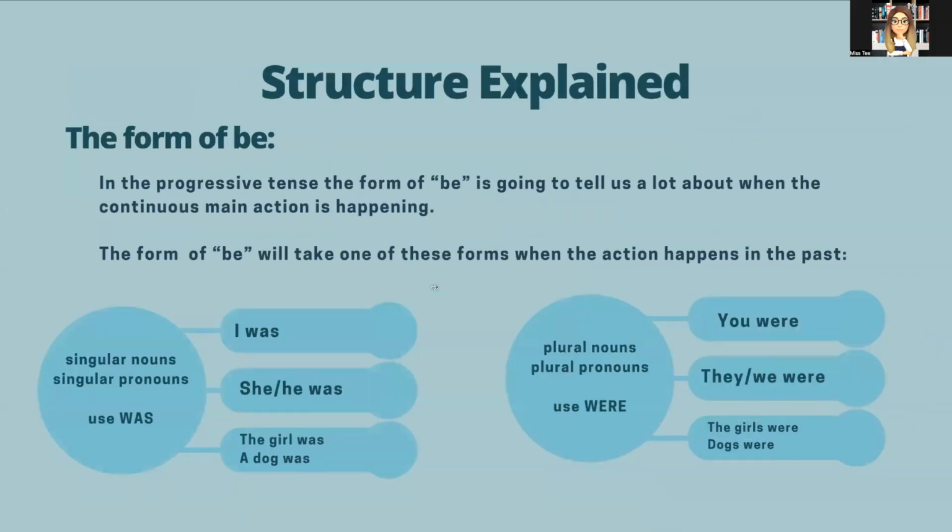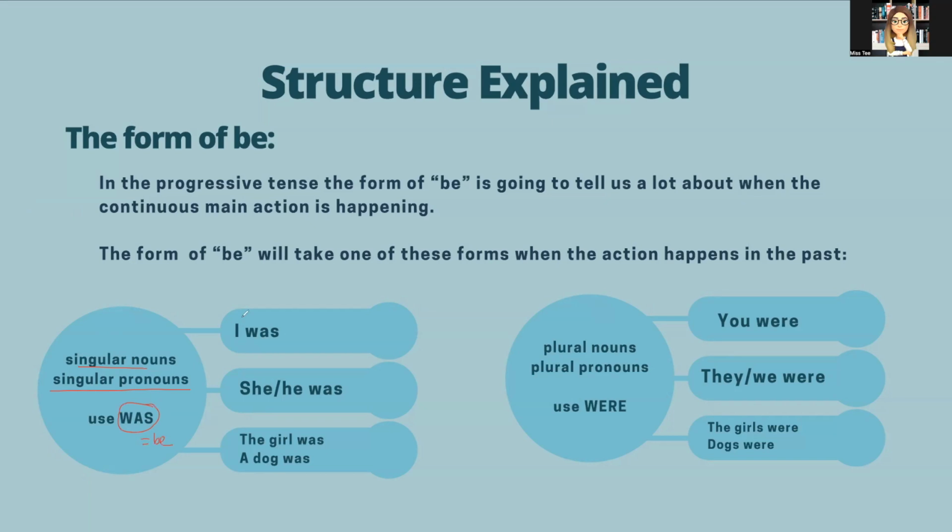So here's a little bit more that we need to know about the structure, especially with the form of be. In the progressive tense, the form of be is going to tell us a lot about when the continuous main action is happening. The form of be will take one of these forms when the action happens in the past. So we're going to look at singular and then we're going to look at plural, and we can clearly see the difference. For singular nouns and singular pronouns, we use was as the form of be that we're using.